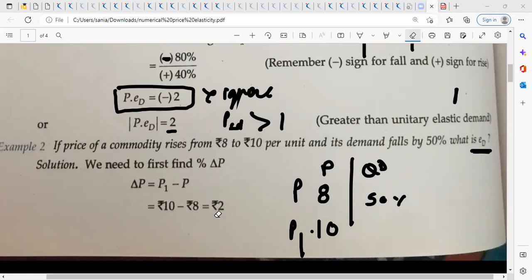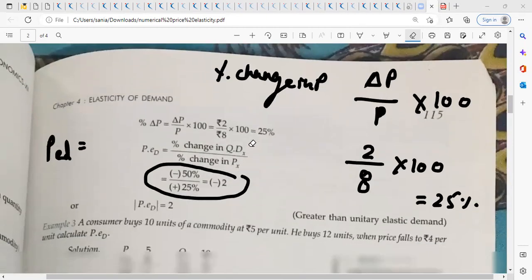Labiba, done this part? Yes, teacher. Oh, after this you can solve from here.